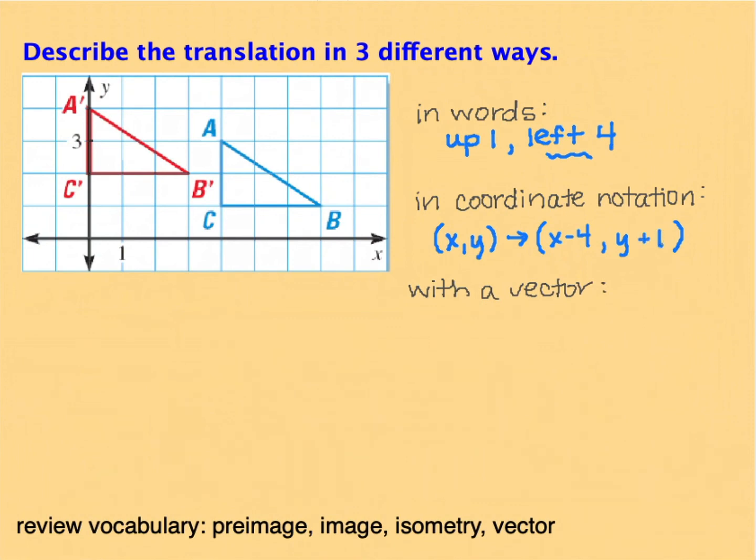Up 1 is +1. And then if I wanted to use a vector to talk about that same translation, remember I used the pointy brackets, and it should remind you a lot of coordinate notation. The left 4 is denoted by a -4 for the x, and the up 1 is denoted by a positive 1 for the y. And we can see that nothing changed in length and nothing changed angle-wise, so the pre-image and the image are congruent. Remember, that tells us that we have an isometry. Isometry means congruent, or a congruence transformation. And that is translations, our first type of transformation.